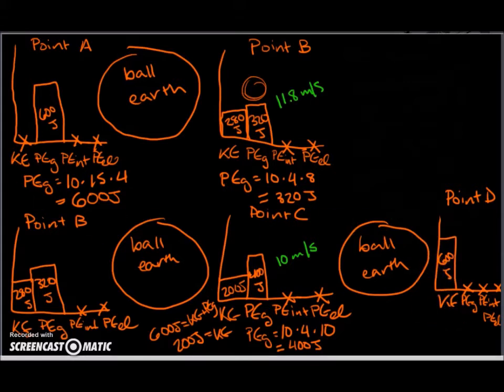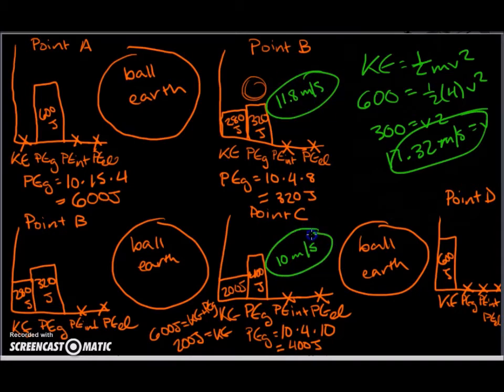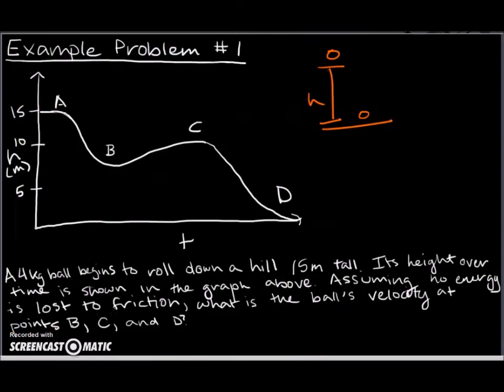And just as we did the previous two times, kinetic energy is 1/2 mv squared. 600 is equal to 1/2 times 4 times v squared. 300 is equal to v squared. So our velocity at point D is equal to about 17.32 meters per second. So here are our three velocities for the 3 points that the question was asking us for.